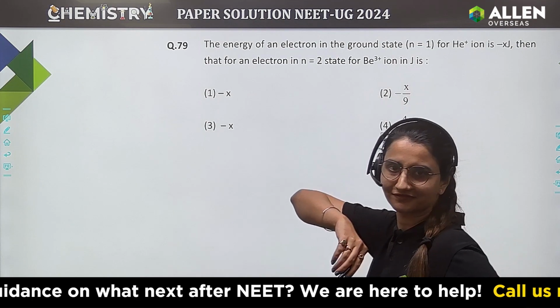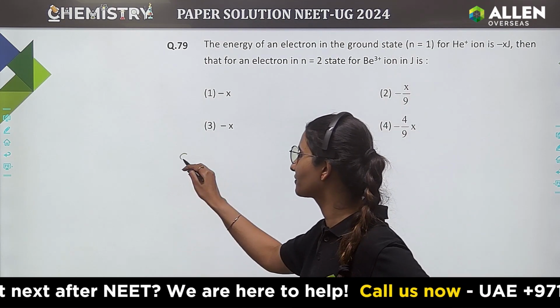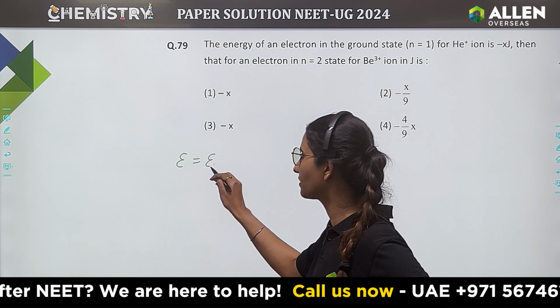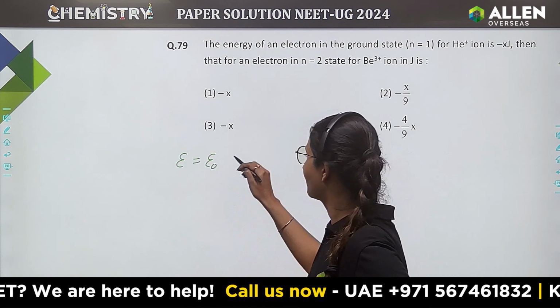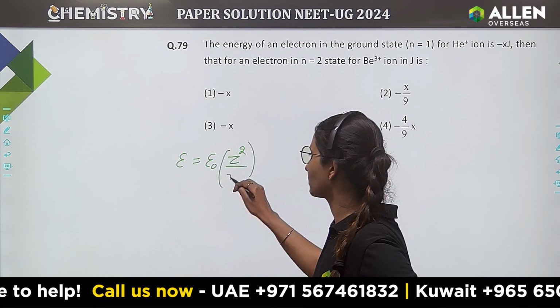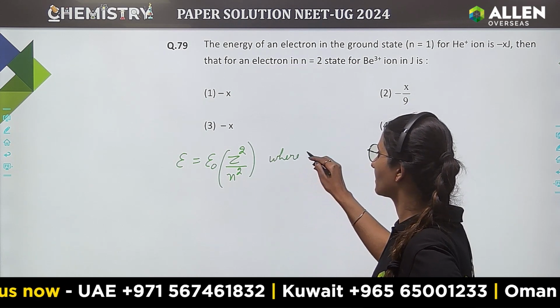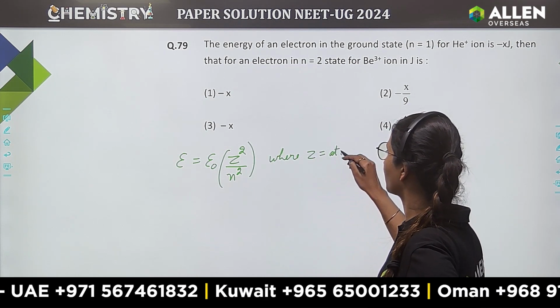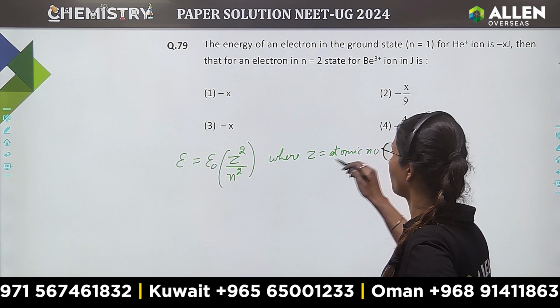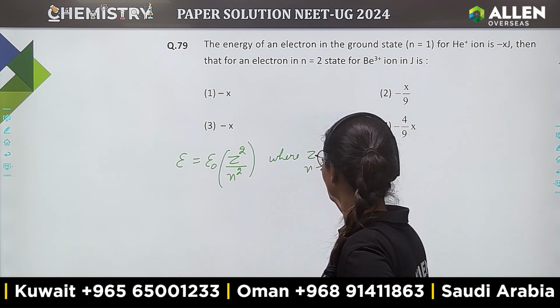Energy. According to Bohr's model, chapter atomic structure, what is the order of energy? E is equal to E naught, correct? Z square by N square. Where, students, we know this. What is Z? Z is, students, the atomic number. What is N? N is your shell number. Correct?